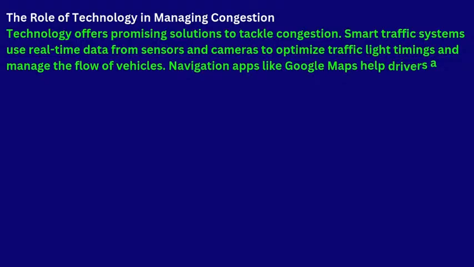Long-term infrastructure planning. Building new roads and expanding existing ones are traditional methods of addressing congestion. But these solutions alone are often insufficient. Modern urban planning incorporates mixed-use development, pedestrian-friendly designs, and improved public transit systems to create cities less reliant on cars. Promoting sustainable alternatives.